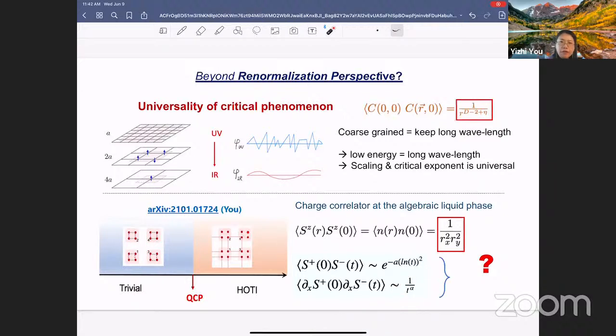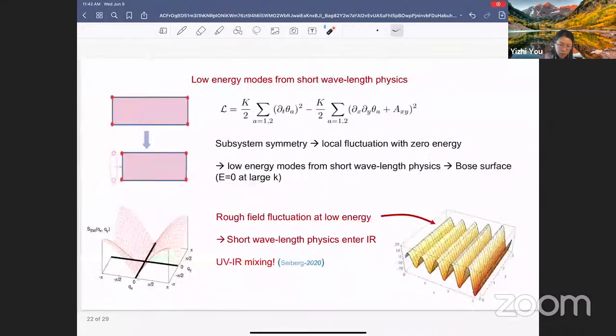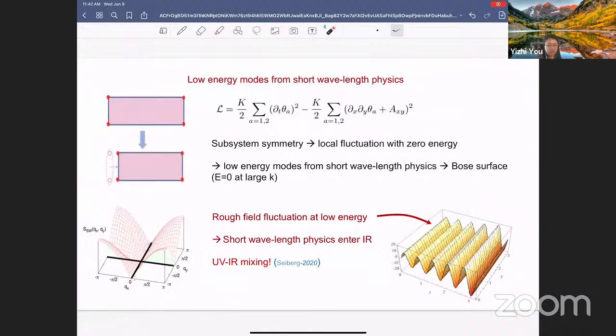So what really happened here is the theory contains a subsystem symmetry. Because of the subsystem symmetry, in the field theory there exists a large, sub-extensive number of field configurations which strongly fluctuate in space but don't cost energy at all. They correspond to zero energy modes at the quantum critical point. So now the low energy modes are not just contributed by the long wavelength physics.